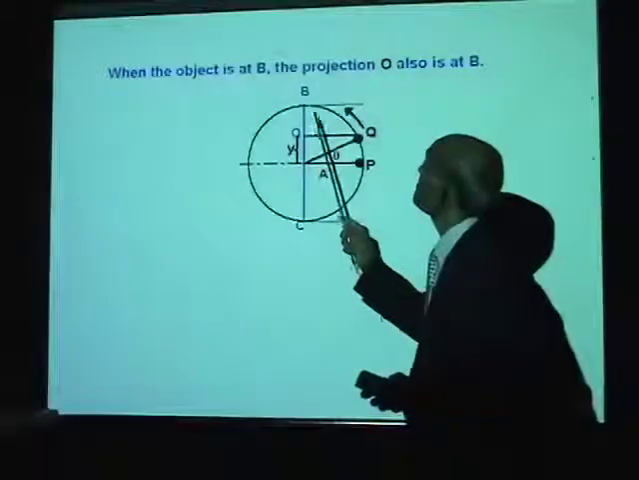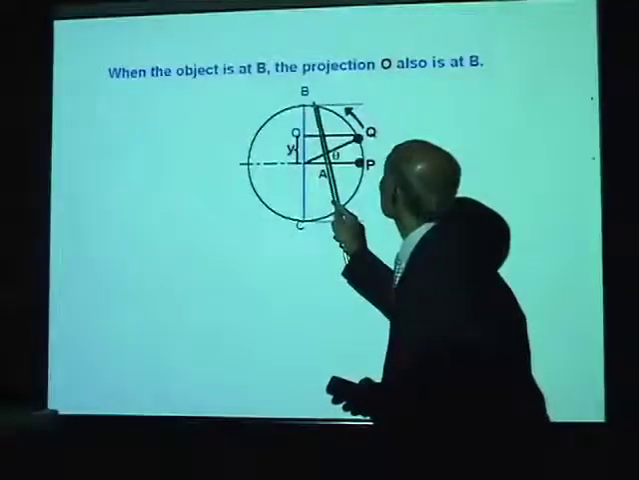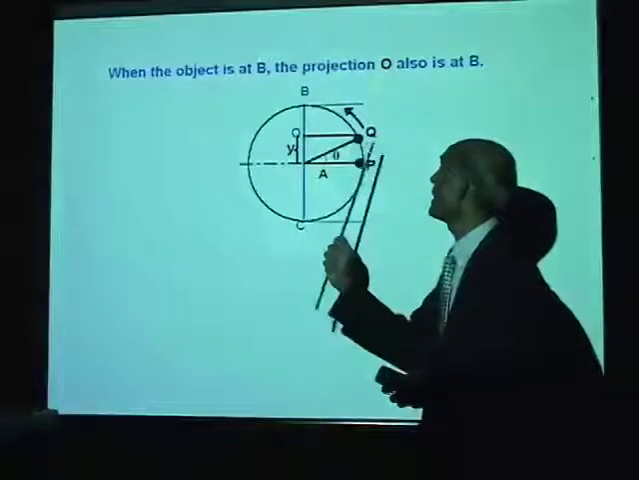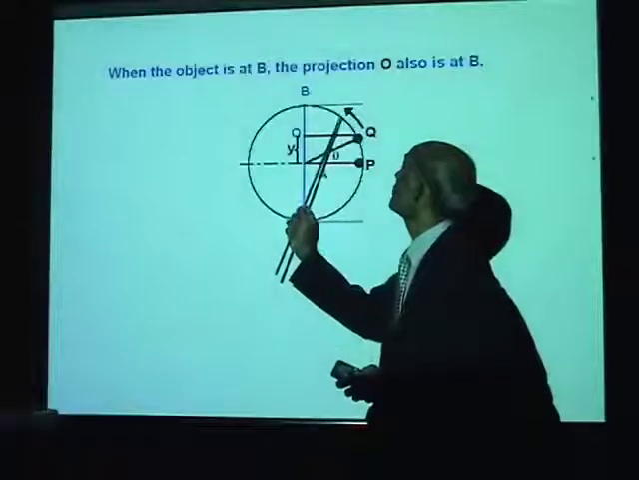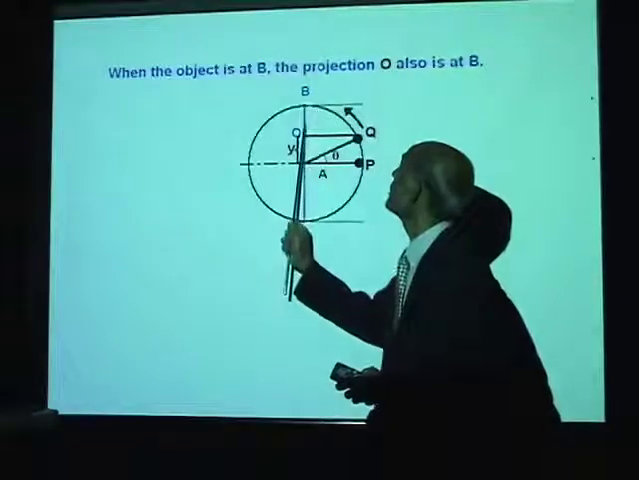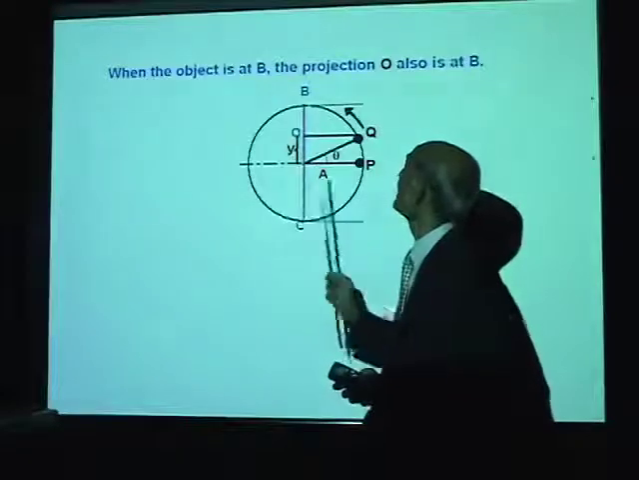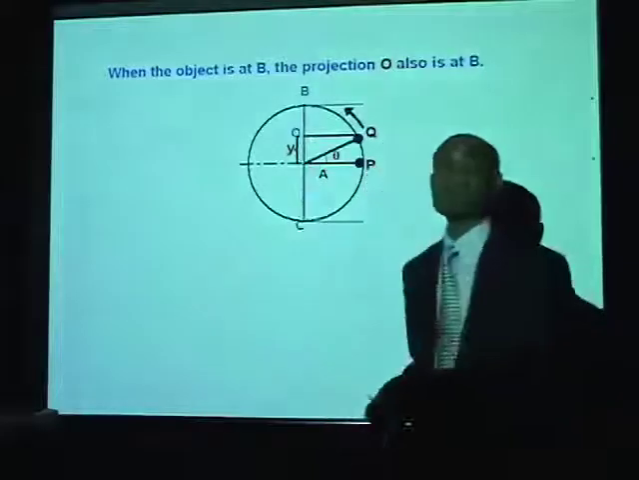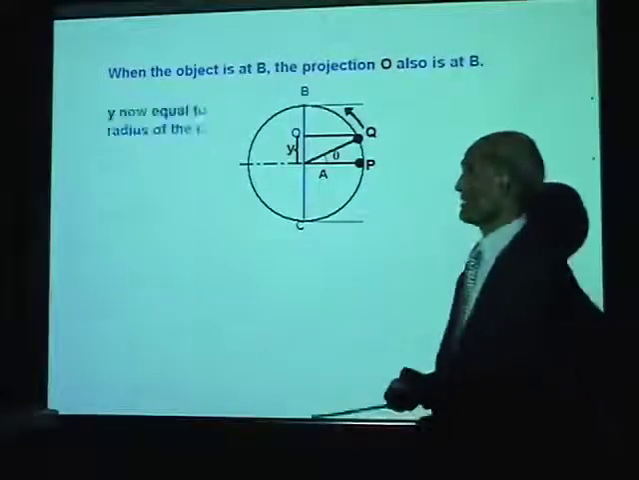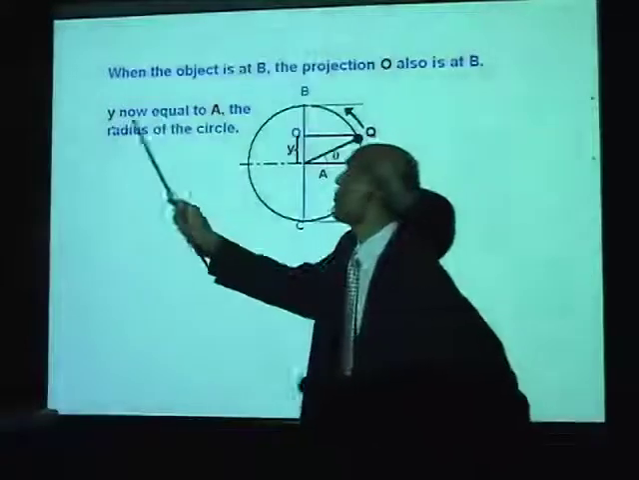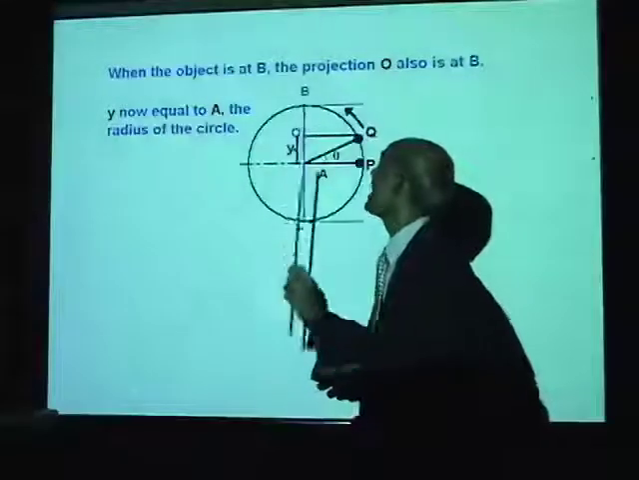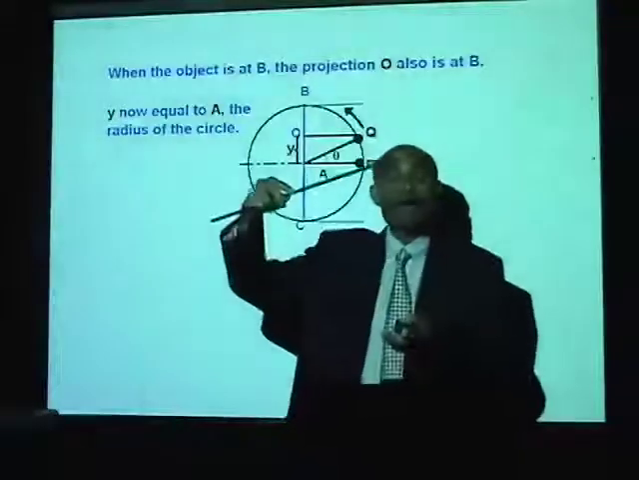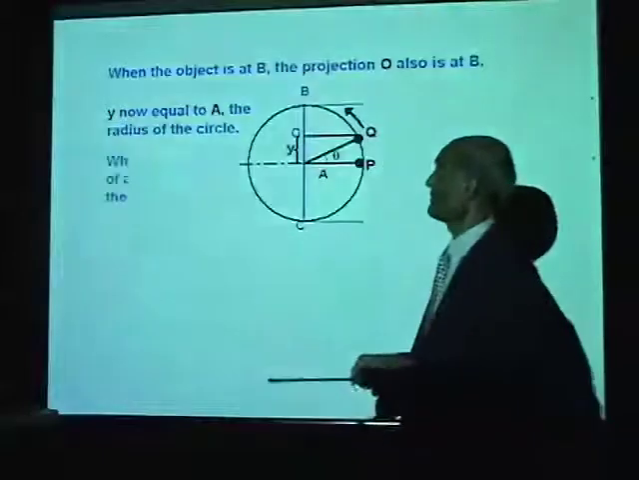When the object is at B, anybody tell me, where is the projection O? Well, as the object continues to move towards B, O will continue to climb towards B. When the object is at B, the projection is also at B. Can you understand that? Alright. Now, what is the value of y now? The value of y now equals the radius of the circle, which is A. That means the value of y has become the maximum value now.